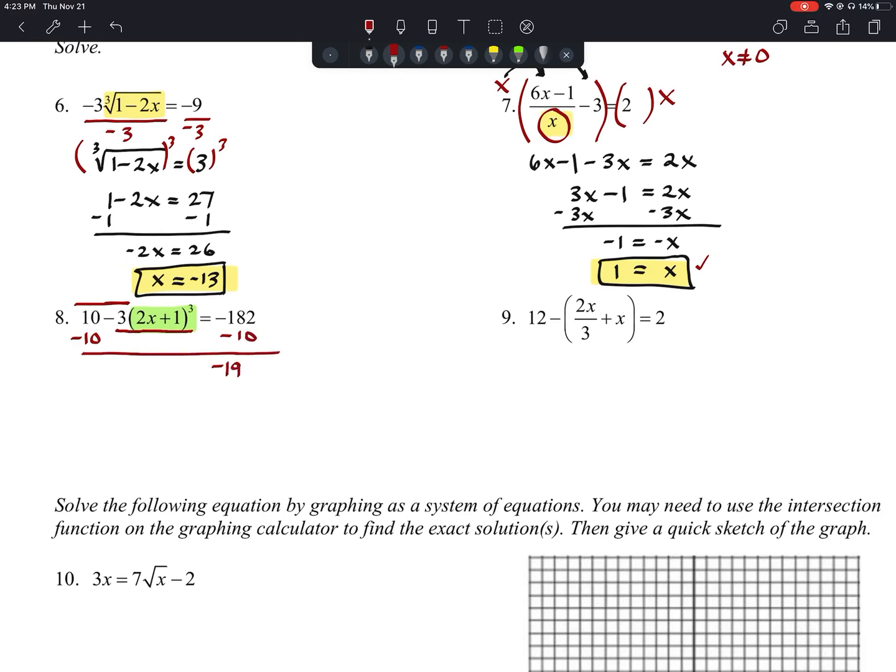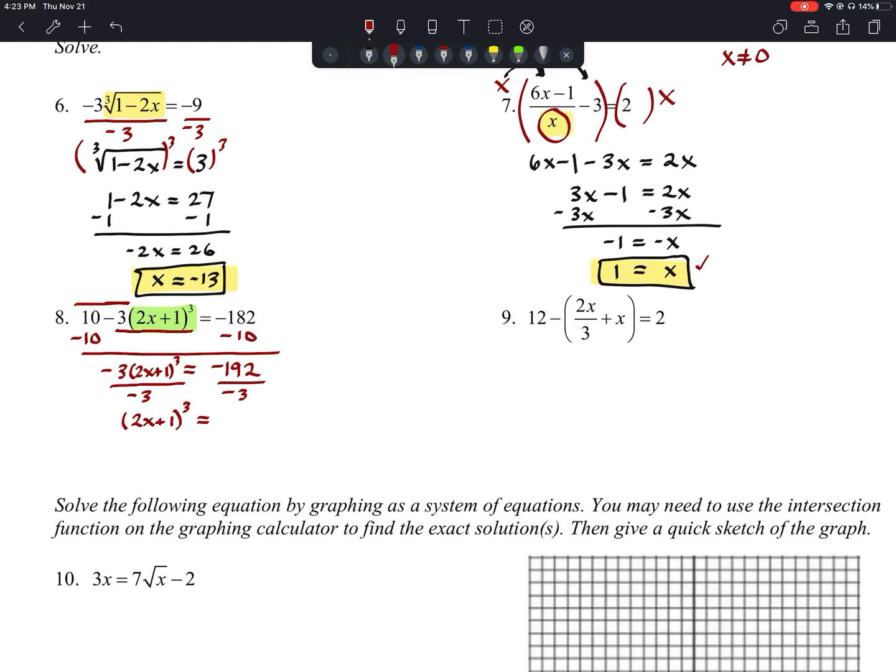So when you subtract that, you're going to get -192 is equal to -3 times the quantity of 2x plus 1 cubed. Next step here, we're going to divide each side by -3. So we're left with a 2x plus 1 cubed on the left side, and then we divide -192 by -3.